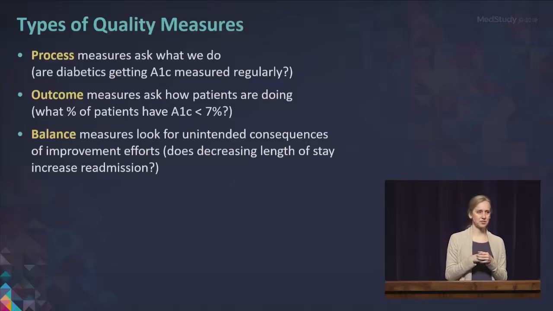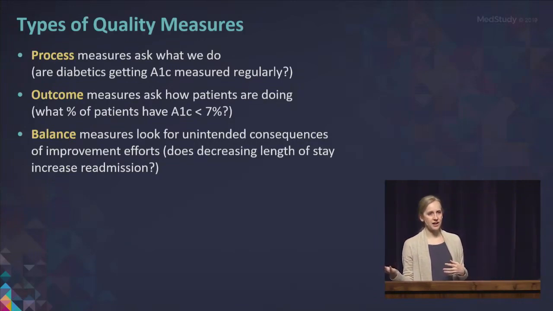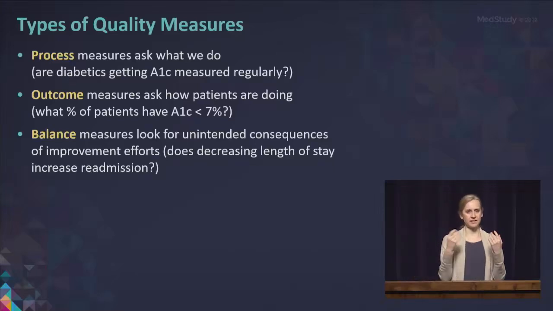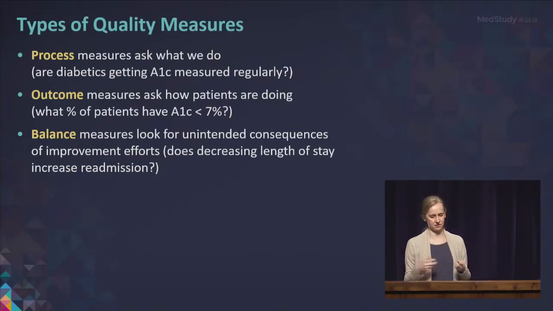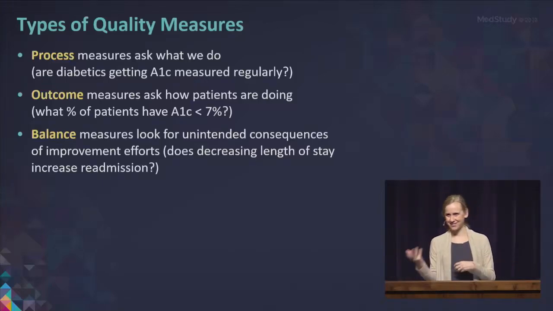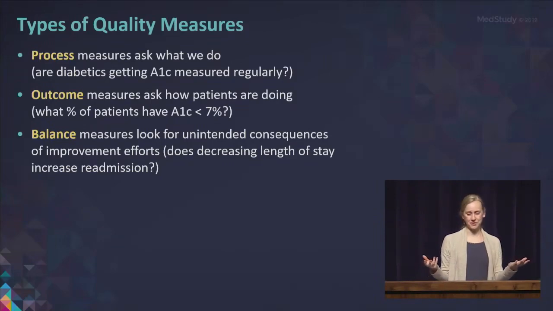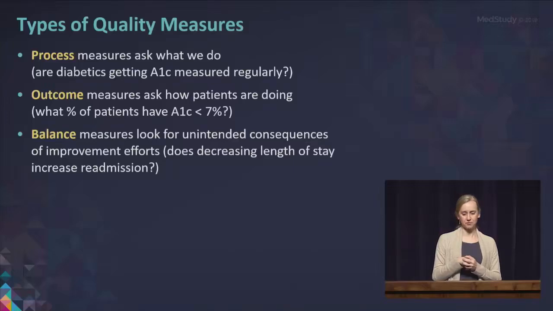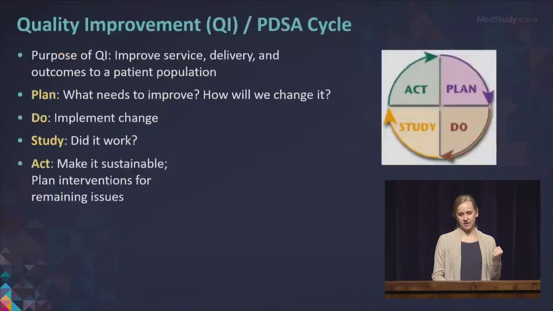And then balance measures look for unintended consequences. So when we prioritize making sure we're giving a lot of flu shots, how does that affect our A1C and our blood pressure control and our discussion of advanced directives, because it's taking time out of the visit, right? So it looks for unintended consequences. I think all of us have seen these consequences that happen in real life where they ask us to do something and then we don't have time to do something else. And that's why these balance measures can be really important in a project to make sure that all aspects of the problem are being addressed.